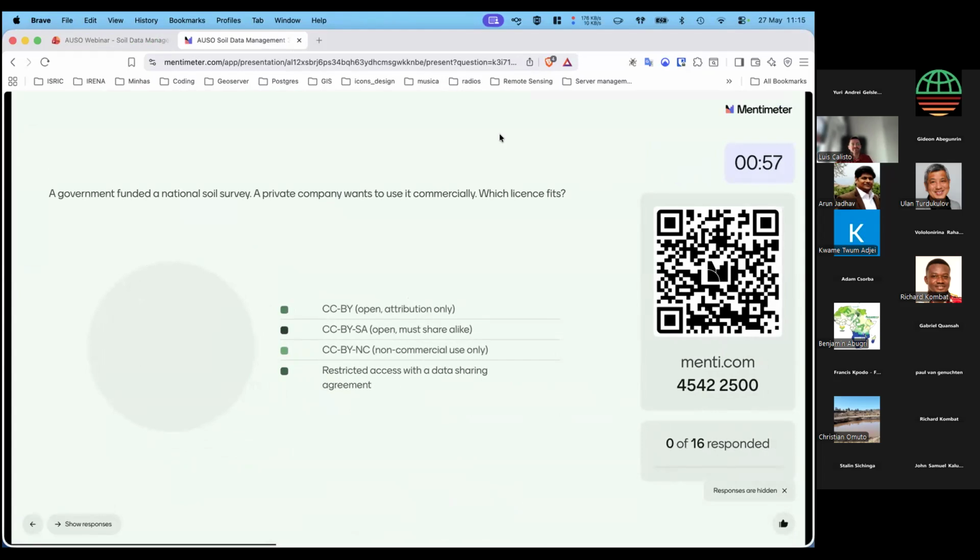Feel free to answer it. So imagine that you have a national survey that was funded by the government, and now you have a private company that wants to use the data. We can wait a bit more time. If you want to answer, feel free to answer it.